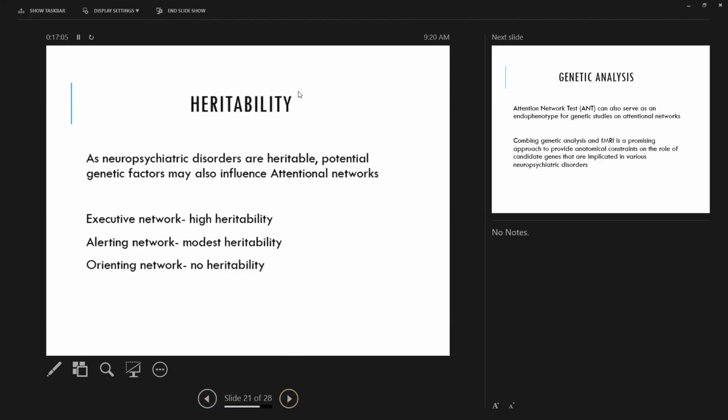Talking about heritability, as neuropsychiatric disorders are generally heritable, potential genetic factors may also influence the attentional networks. The executive network is highly heritable. The alerting network has modest heritability, and the orienting network has no heritability.